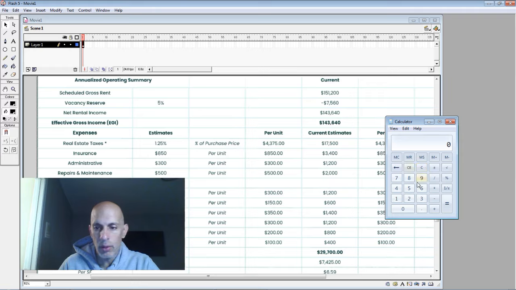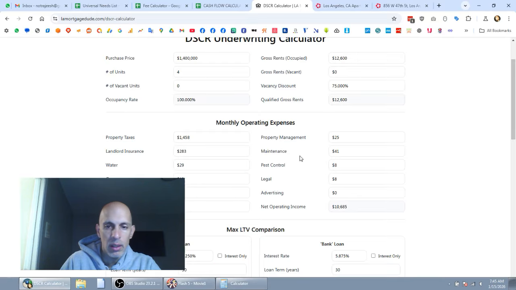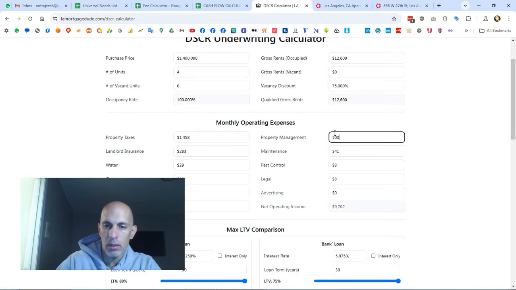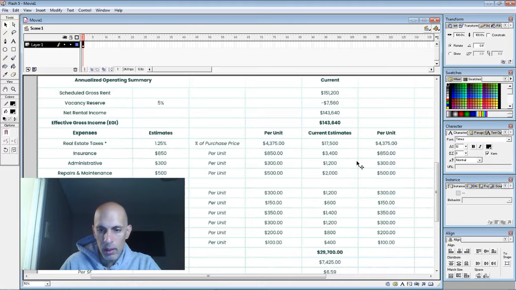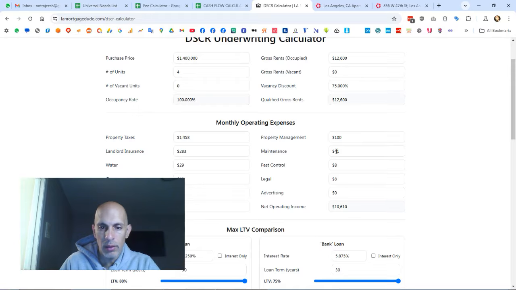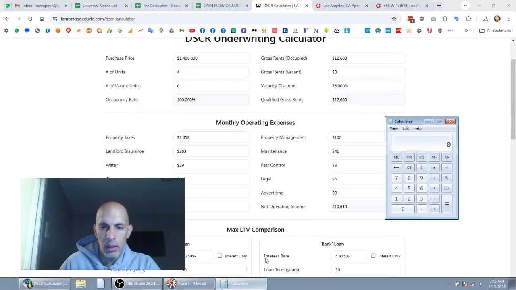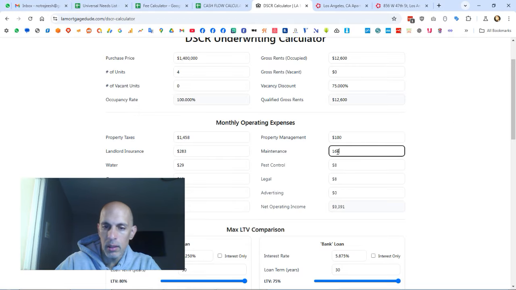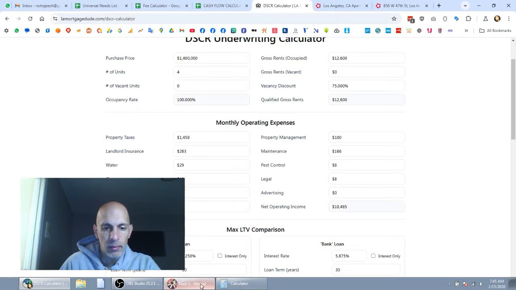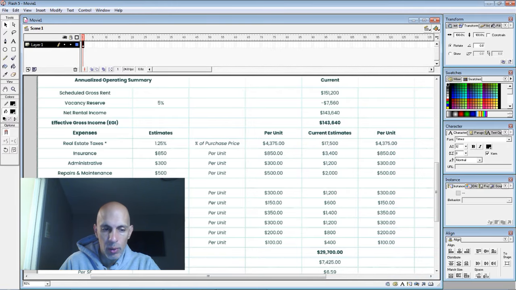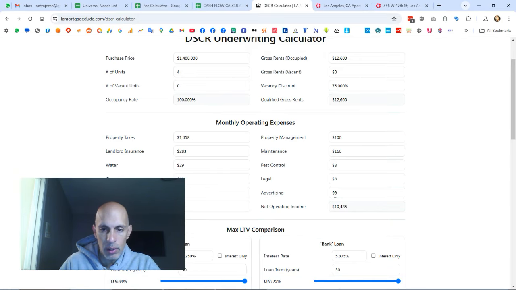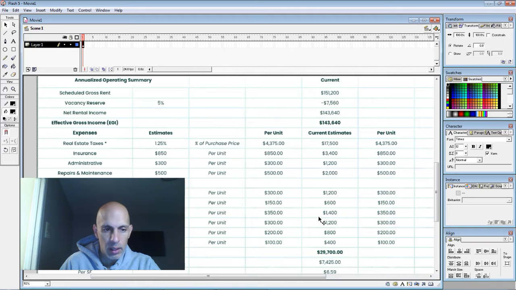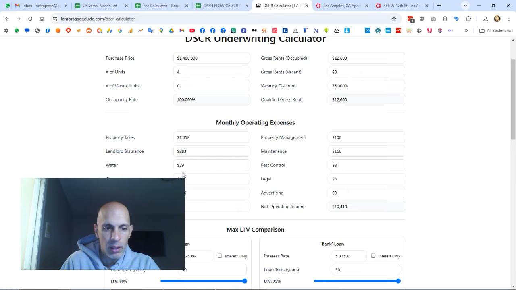Okay, so administrative is 1200, so that's 100 a month. Administrative 100. Then we got repairs and maintenance is 2000 per year, so 2000 divided by 12, 166. Now utilities, 1200 for electric, so that would be 100. Then we got gas at 600, so 50.